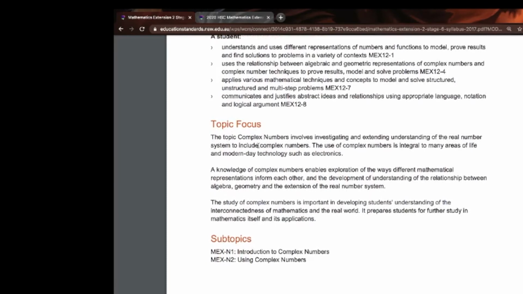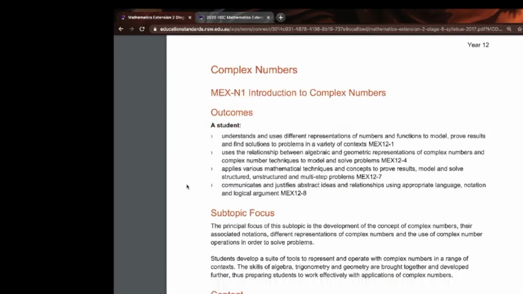Okay, so the topic focus involves investigating and extending the understanding of the real number system to include complex numbers. During my lessons on complex numbers, I'll expand on what they actually are, how we use them, and their applications to the real world and the world of mathematics, because they truly are an important thing which is used in the real world a lot.